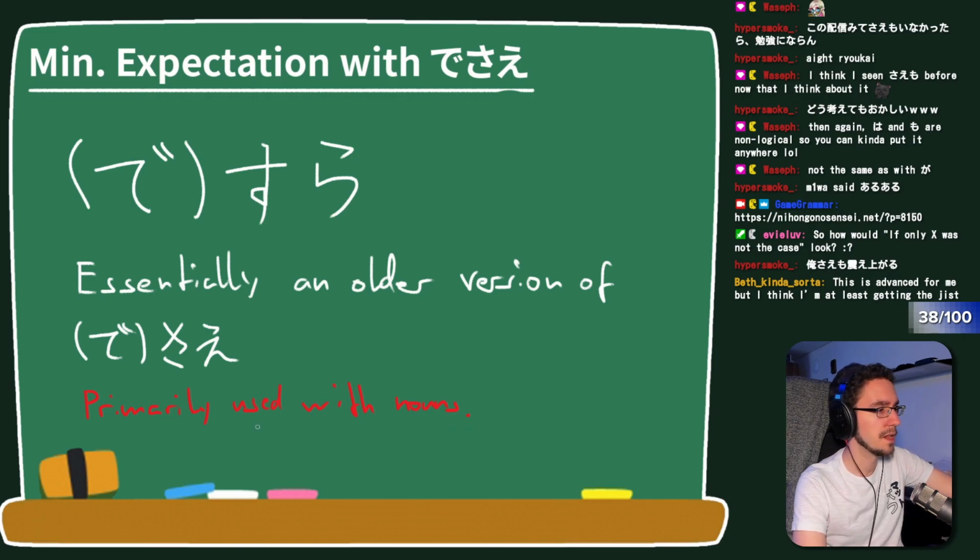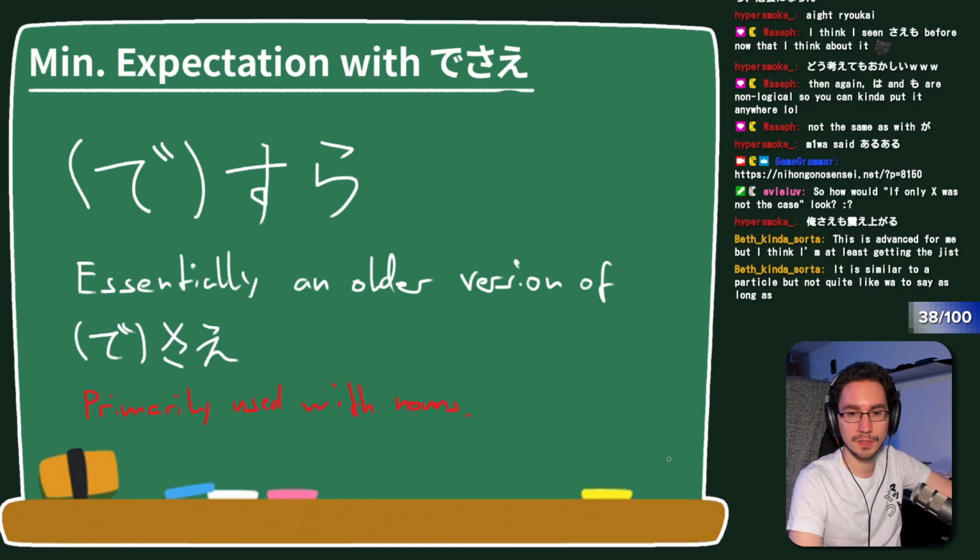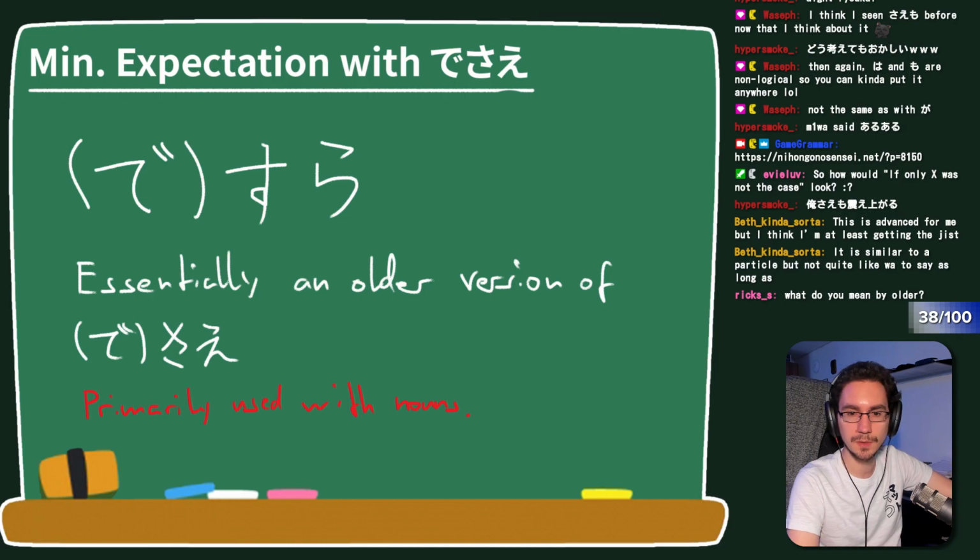It's written down here. Primarily used with nouns, but the meaning of it is the same for the most part. It's essentially just kind of an older version. Sura, sae. They mean the same, and they're grammatically identical as well. There's not really much of a difference there. So here what I'll do is I will literally go straight to the examples, and we're just gonna look at 2 examples for this one. And then we'll see what goes.